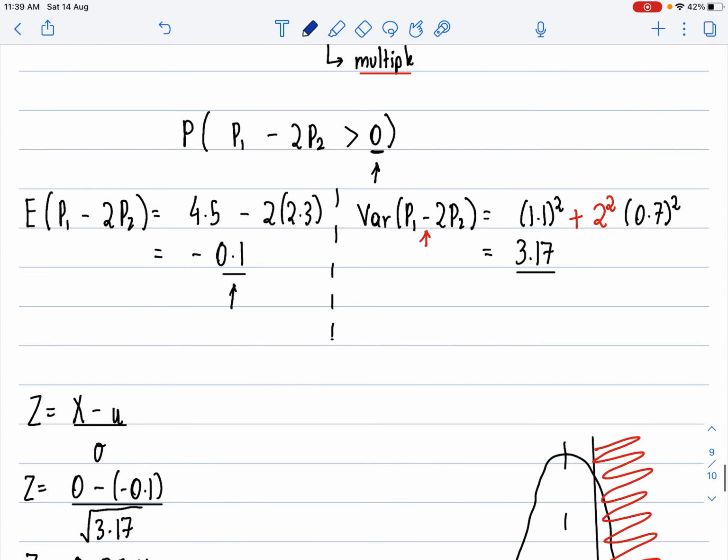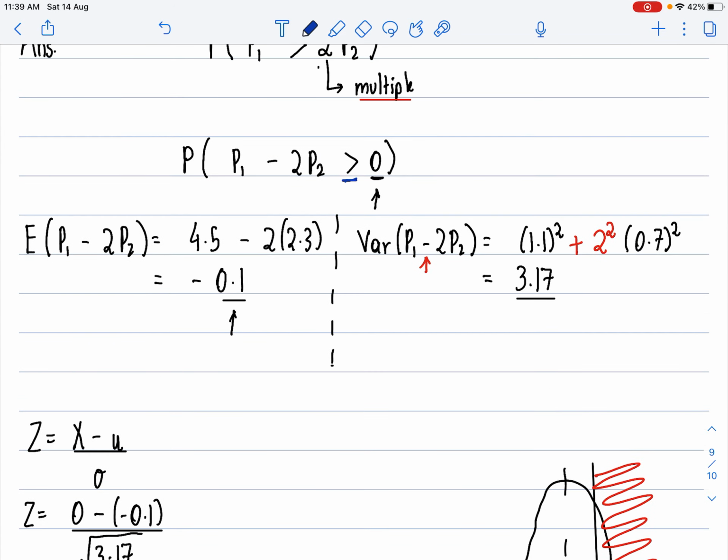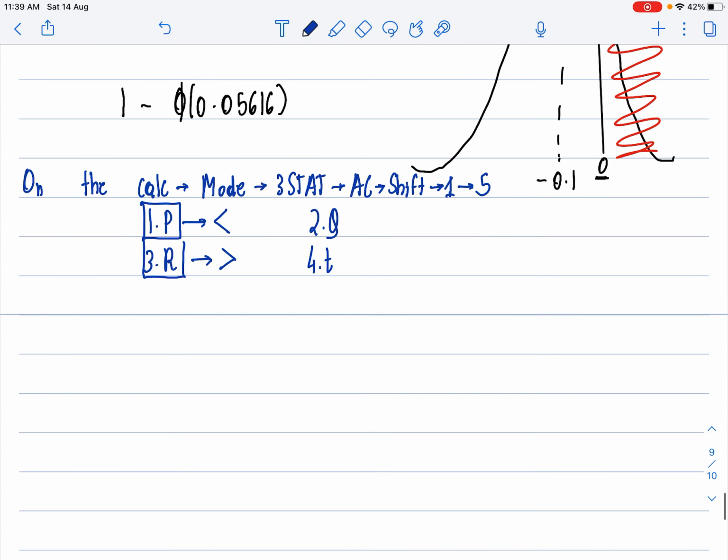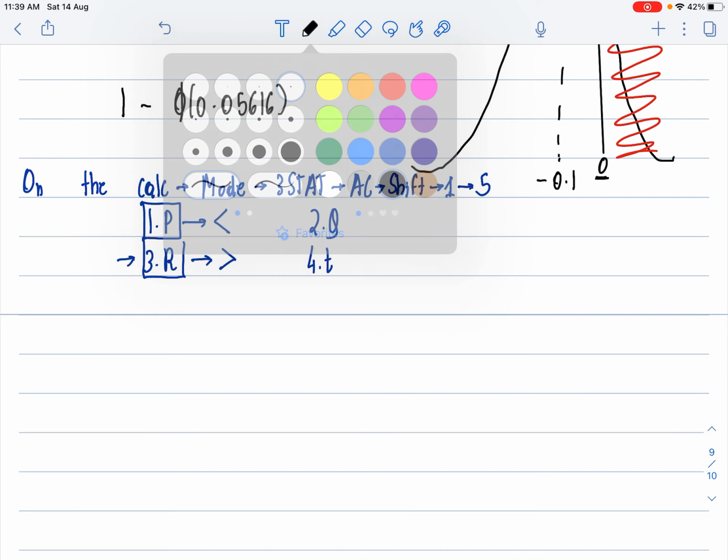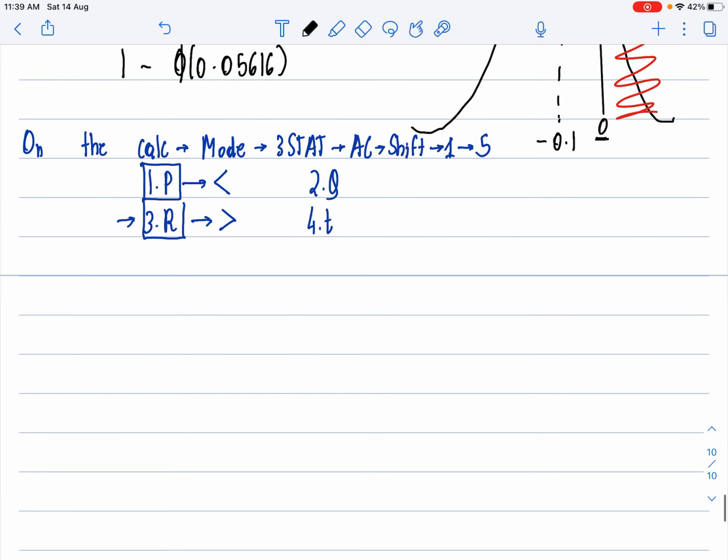In this case, I'm calculating more than, so I click on option 3. Like in the previous part, we had clicked on option 1 because that was less than. Here, this is more than. So I basically get R with a bracket here. And in the bracket, I input the Z value, which is 0.05616. And then when I click on equal to, I get my answer as 0.478, which is basically the final probability and your answer.